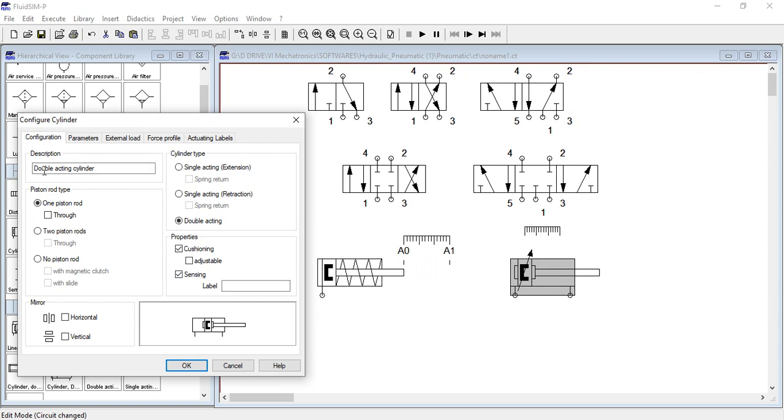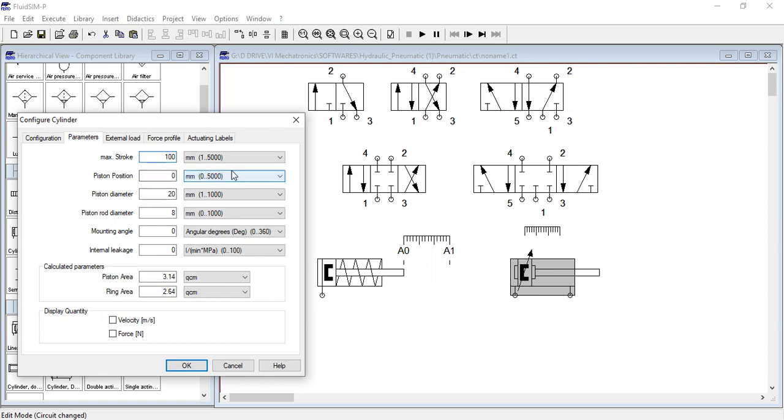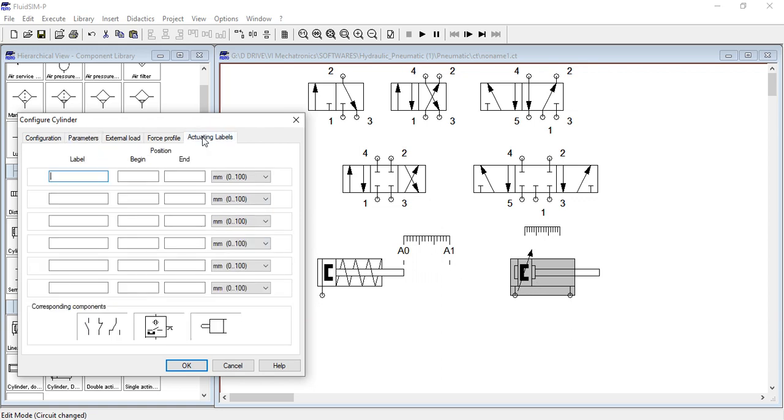Now sensing is on, so we have to give a label. Now let's check the parameters. Here the stroke length is 100. There it was 50, here it is 100. No issue. It depends on the standard piston cylinder arrangement provided by the manufacturer, and you have to use the same one. Okay, so actuating labels again. What should be the label here? This is cylinder B, so this is B0. The beginning will be 0, the end will be 0. Very good. Now here it is B1. This point will be 100. The end point will also be 100.